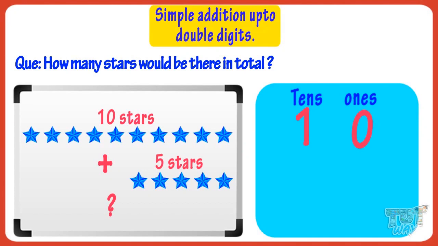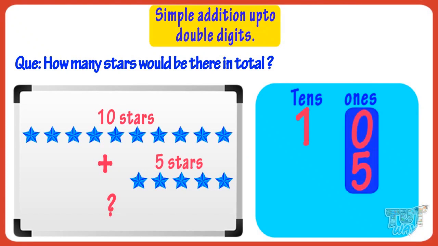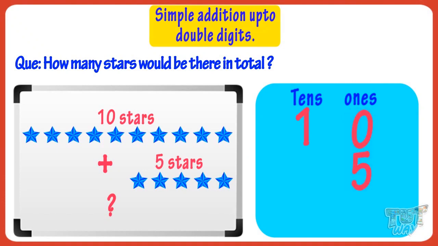Now, take the other number. That is 5. 5 is in ones place. So write it below 0. Like this. Good. Now you have to add them.